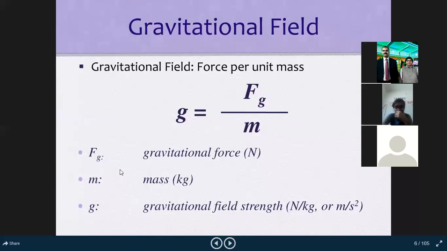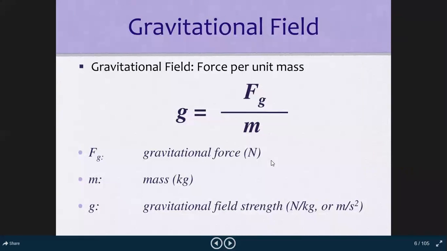The SI unit of gravitational force is Newton and the SI unit of mass is kg. Therefore, the SI unit of gravitational field intensity will be Newton per kg.